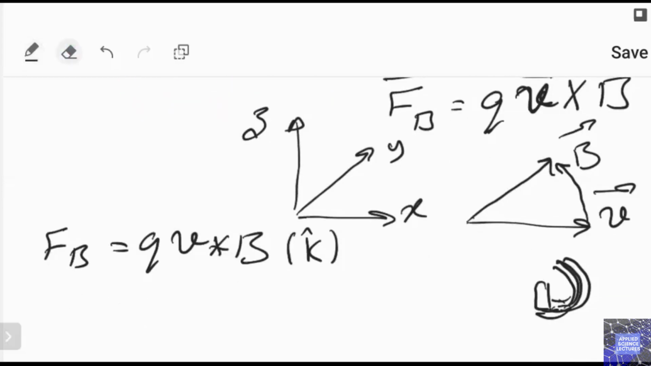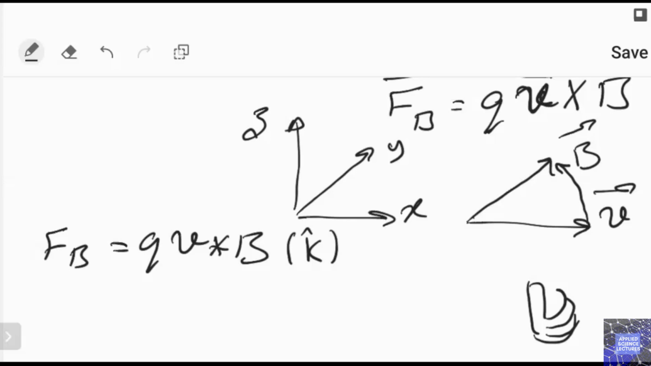If I am to enhance the picture here, just trying to make it 3D as well, we'll start with the thumb. This is the thumb, and then like this. So here I'm going from the vector V toward the vector B. So this is how we do it for the positive charge.